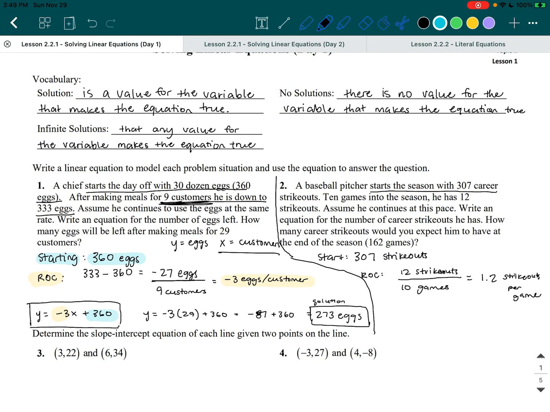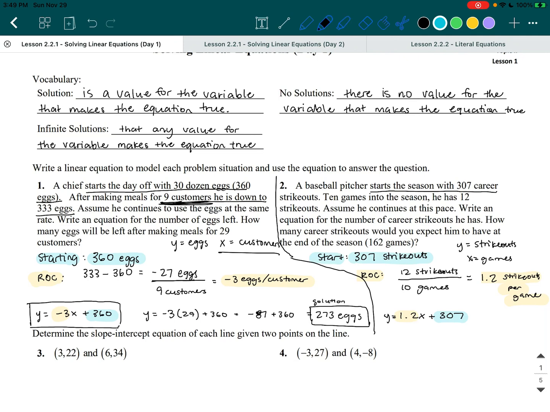Now we put it together in our equation. So if your y is the strikeouts and the x is games, here's what you should have. 1.2x plus 307. So once again, where did the 1.2 come from? That was your rate of change. Where did the 307 come from? That was your starting value.